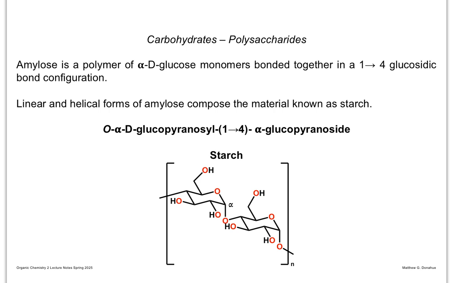So starch is still made of glucose units, but look at the linkage here. From 1 to 4, so there's 1, there's 4, it's now an alpha linkage. Starch can have a linear form, or it can start to twist back on itself to form a helical form. And we'll talk about those secondary or tertiary shapes when we get to peptides and proteins.